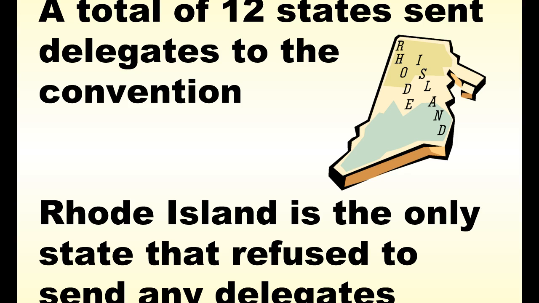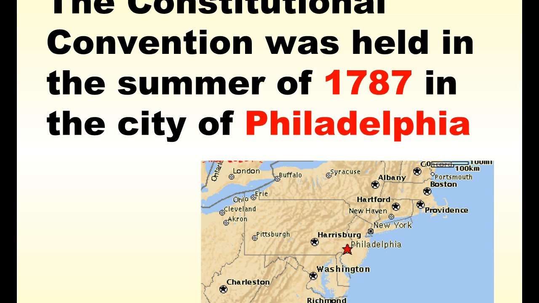If Rhode Island, a very, very small state, felt like maybe they were going to lose some of the power they had and they didn't want the government to change, then if they don't send somebody, maybe they won't actually write a new plan of government. Of course, that doesn't happen. They decide to move on, and unfortunately, Rhode Island does not have anybody there at the beginning of the convention.